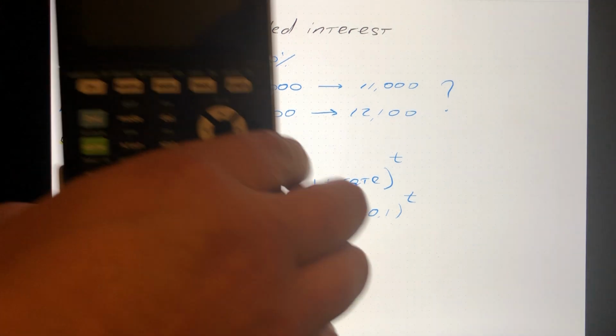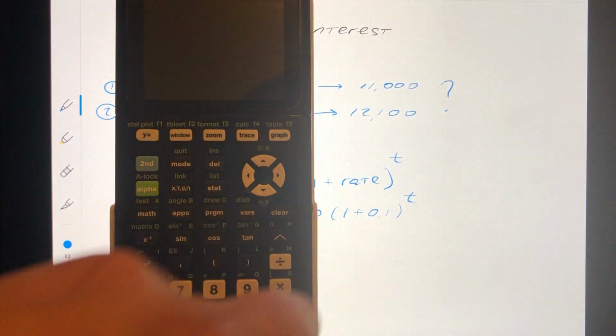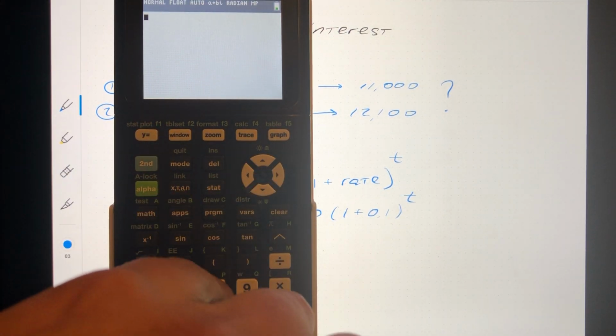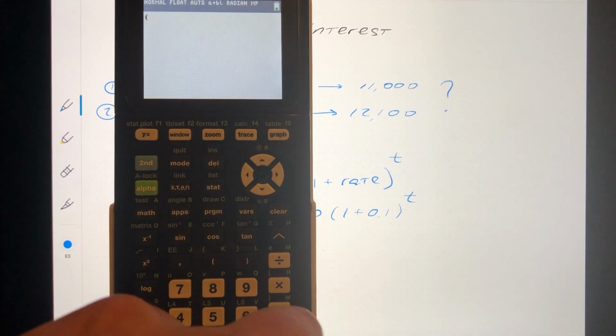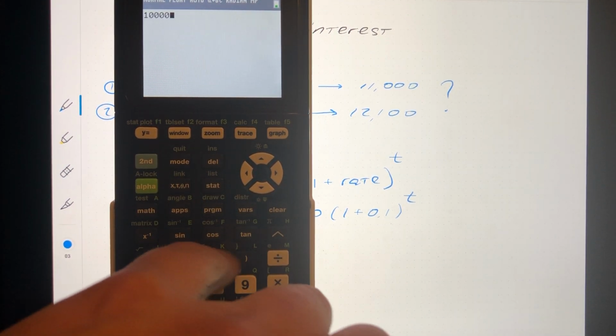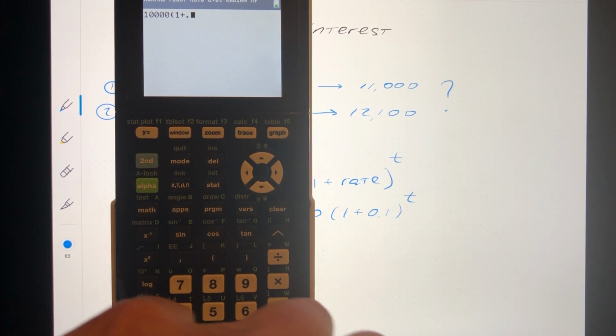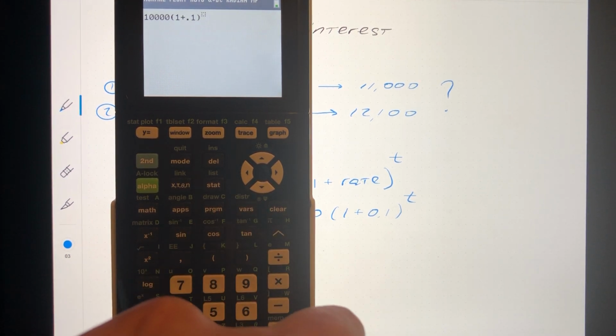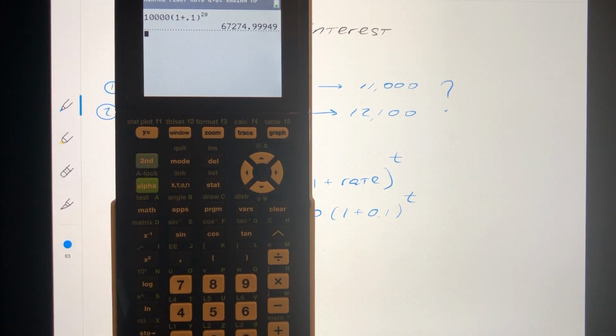Let's use a calculator to find what happens if time is 20 years. So here we can type in 10,000 times 1 plus 0.1 to the power 20, and here's our answer. We would get $67,274.99. So basically we would round up to $67,275 because we round to cents, so that's 2 decimal places. So that's the answer for 20.